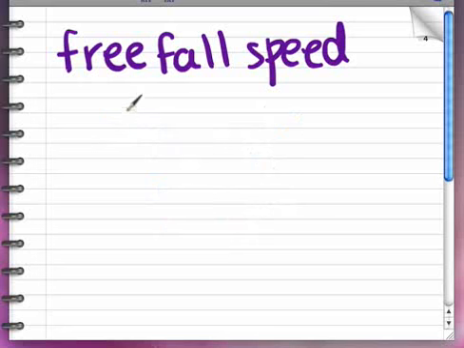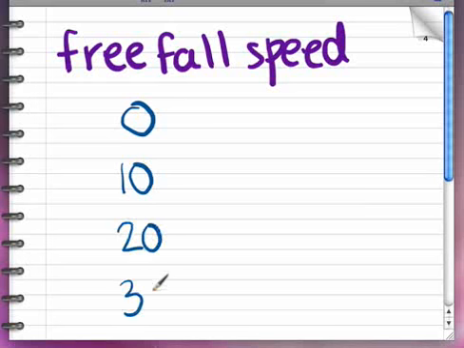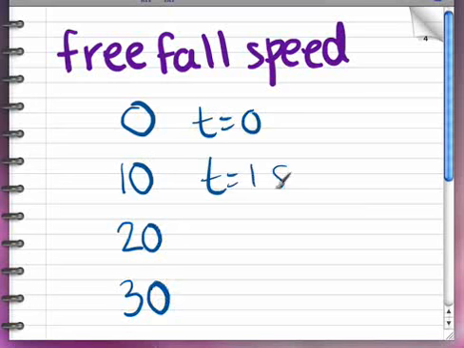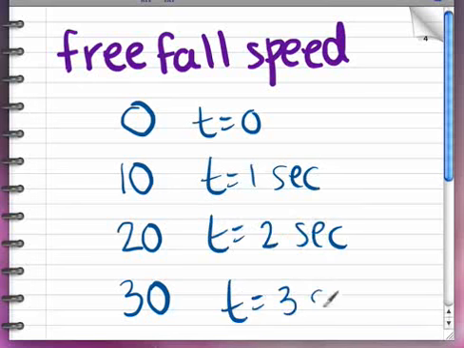If I drop an object, it starts out at a speed of 0. 1 second later, it has a speed of 10 meters per second. Another second later, the speed is 20. Another second later, the speed is 30, and so on. An easy way to calculate the speed is just to multiply the time by g, 9.8 or 10. So for example, if an object were falling for 4.5 seconds, the speed would be 4.5 times 10, or 45 meters per second.